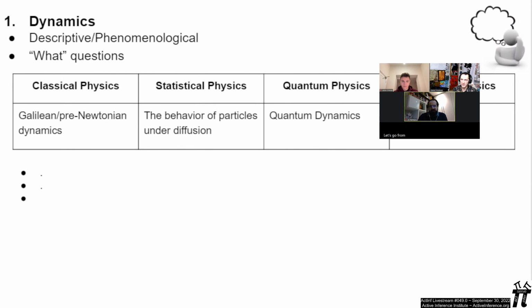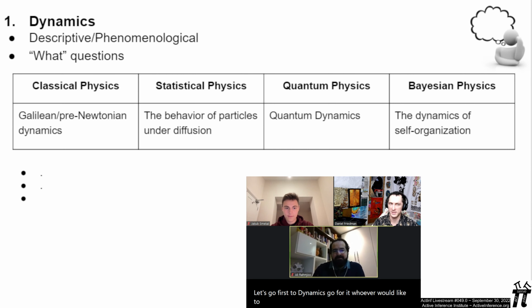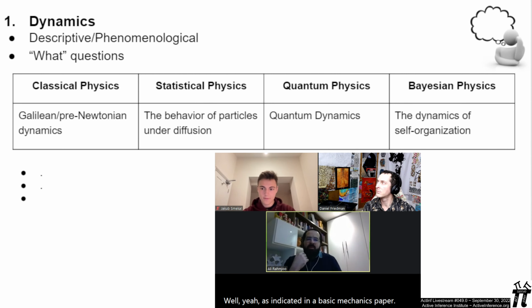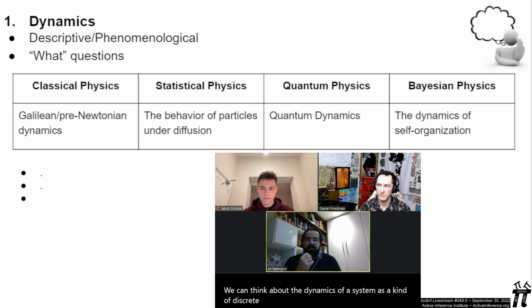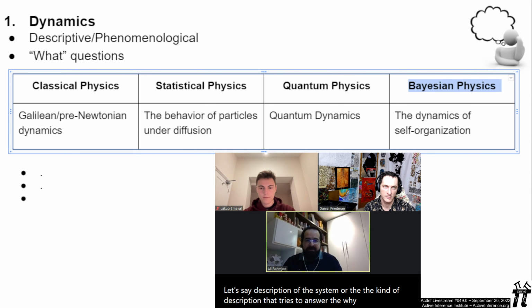Let's go first to dynamics. Go for it, whoever would like to walk through these next three. Well, as indicated in the Bayesian mechanics paper, we can think about the dynamics of a system as a kind of descriptive or phenomenological description of the system, the kind of description that tries to answer the what questions of the system.